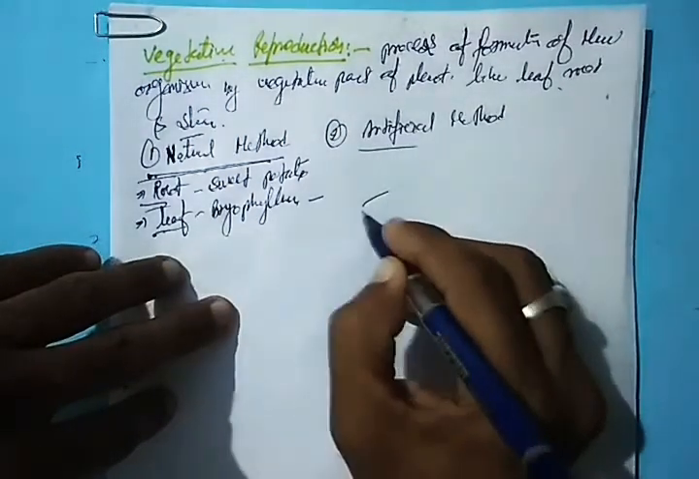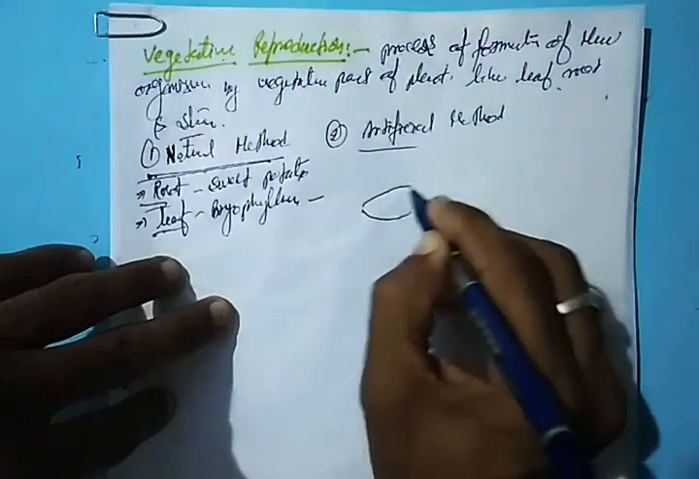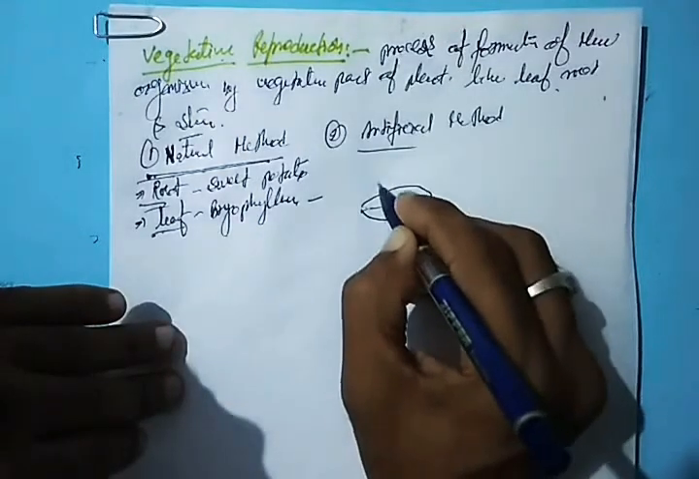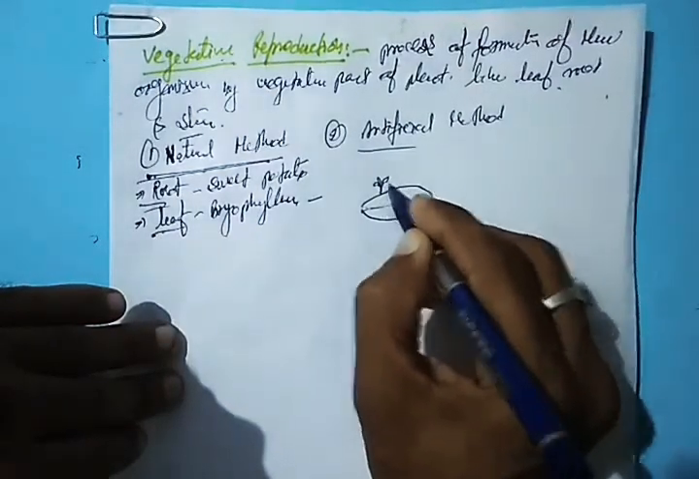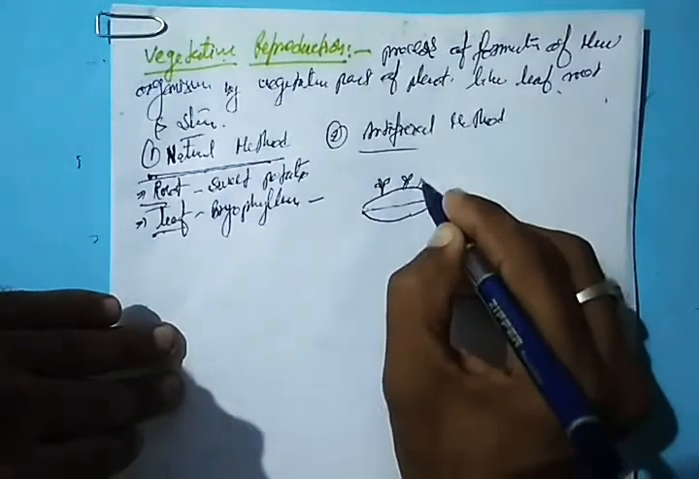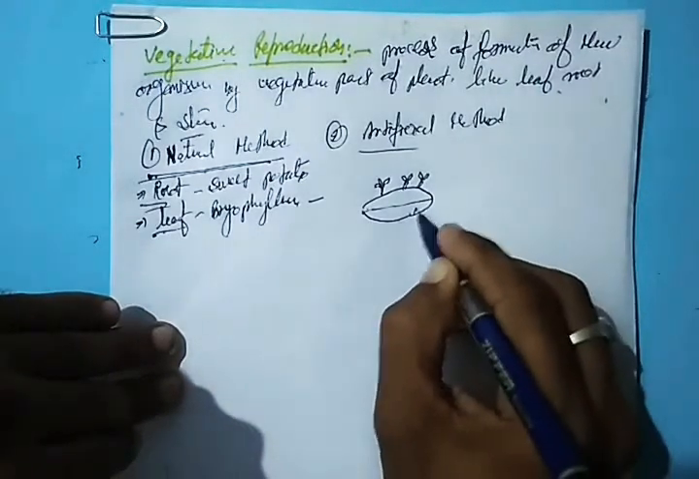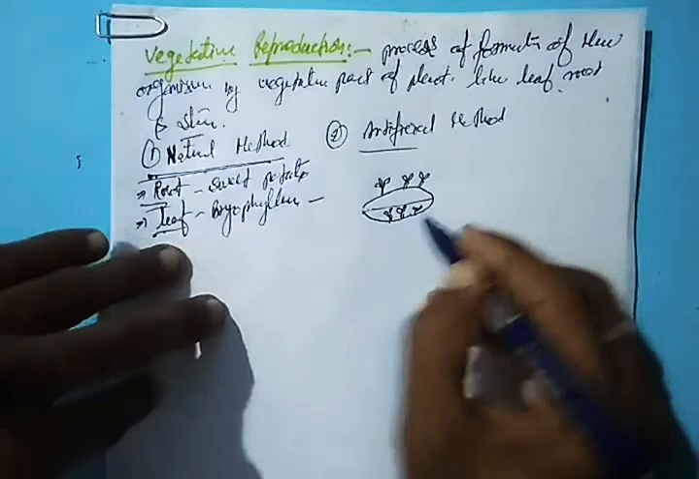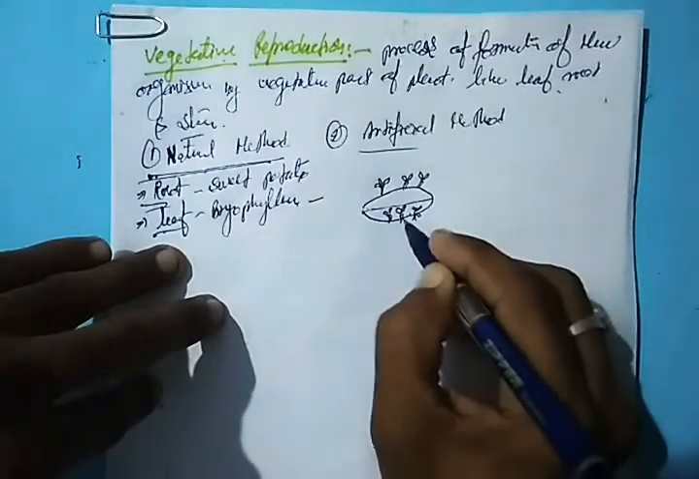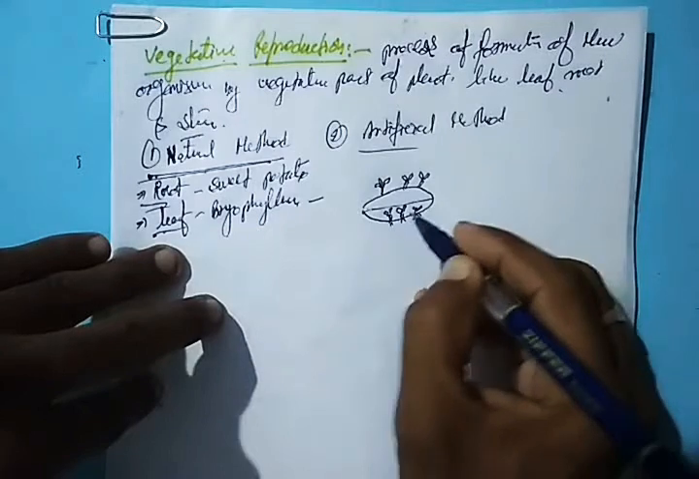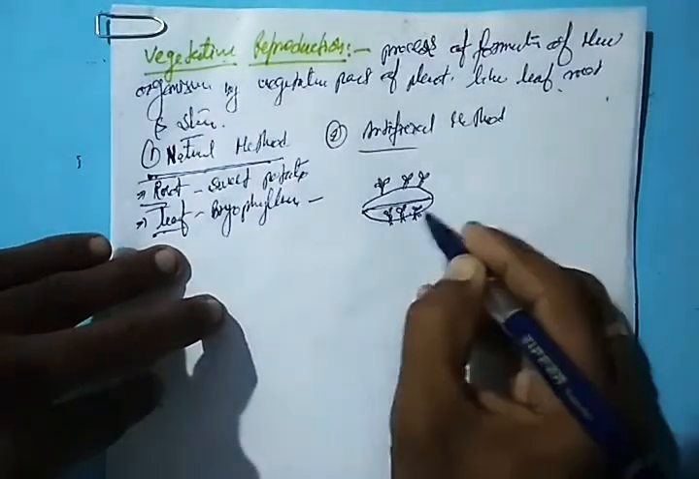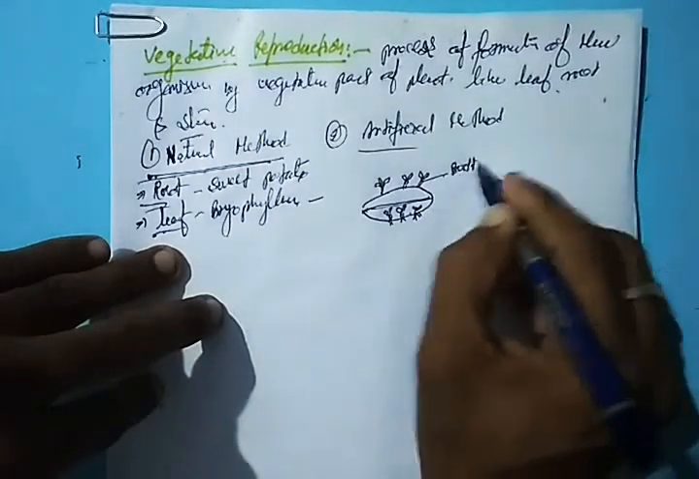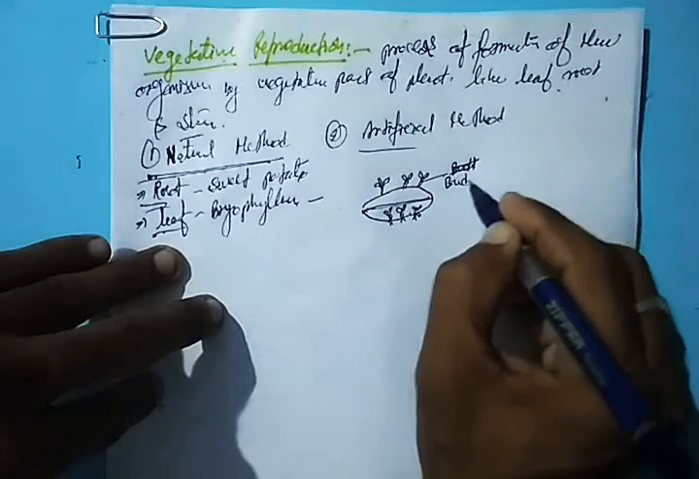Suppose the leaf of bryophyllum is just like this, and new buds arise on the leaf, something like this, and some roots also arise in the lower part from these buds and germinate as a new plant.